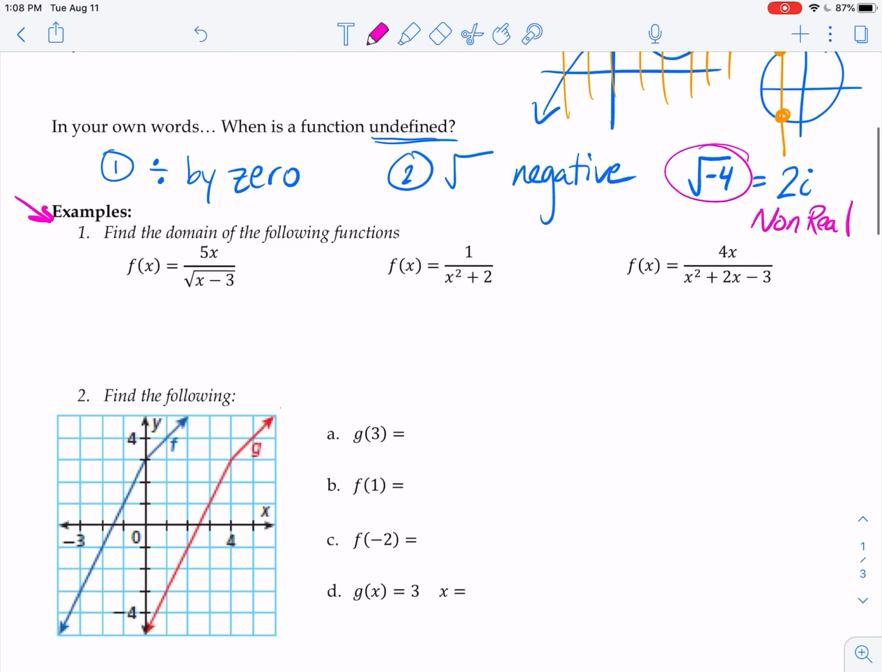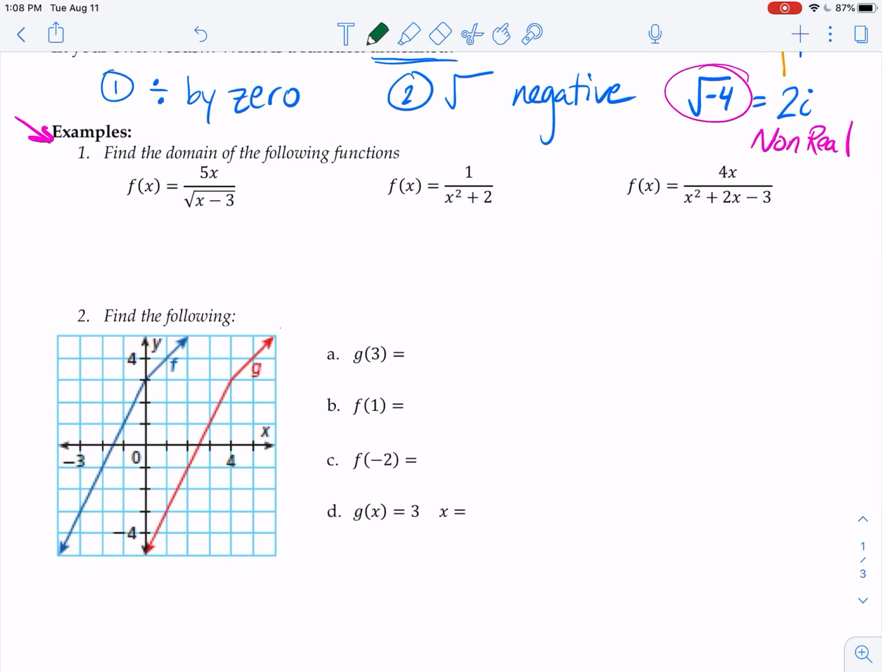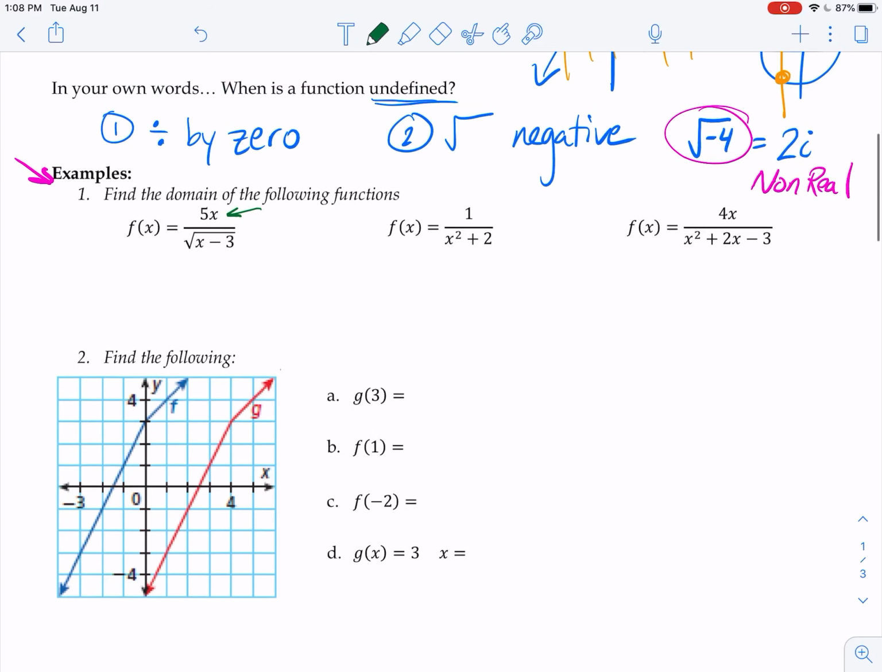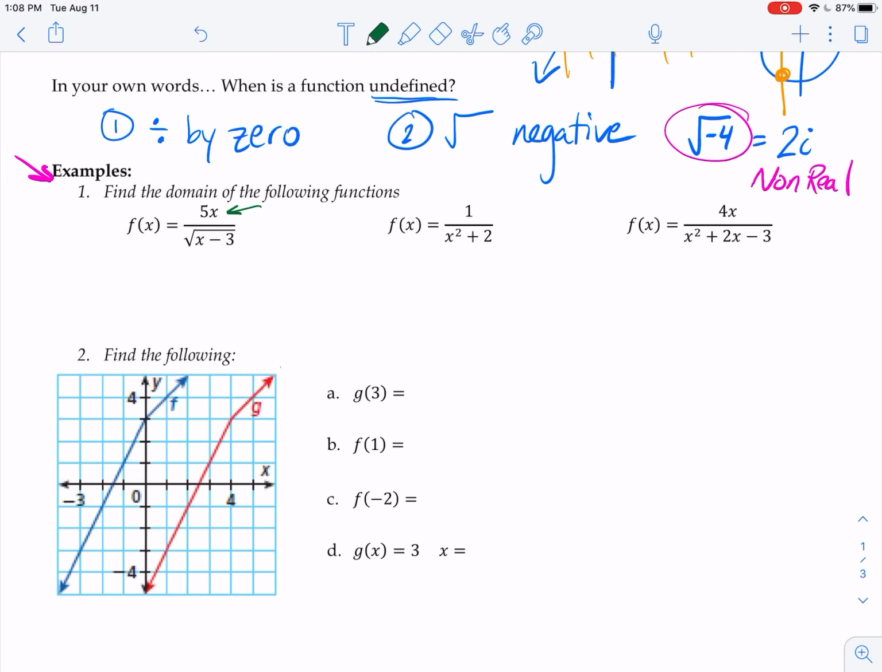Okay, so let's look at the first one. There's nothing wrong with the numerator. I'm not trying to divide by 0, and there are no square roots in the numerator, so that part doesn't matter in the slightest. The other part cannot equal 0. That's rule 1. So the square root of x minus 3 had better not equal 0. The square root of 0 is 0, so x minus 3 cannot equal 0, which means x cannot equal 3.